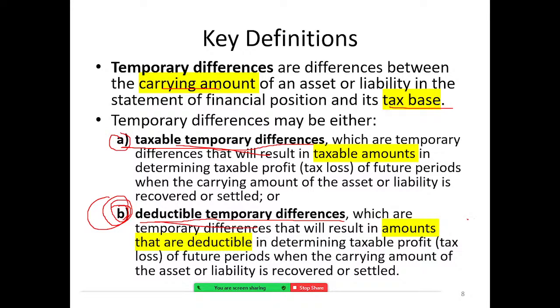Deductible temporary differences are temporary differences that will result in amounts that are deductible. Earlier it was taxable amount; here the impact is on amounts that are deductible in determining taxable profit of future periods when the carrying amount of the asset or liability is recovered. So it's a little bit tricky to understand the concept. Anyhow, we will do some calculations from which we can understand the differences: what is taxable temporary differences, what is deductible temporary differences. No worry at this moment.